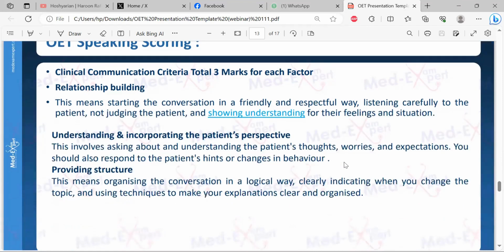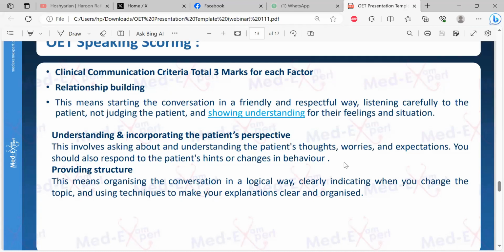Now we are talking about clinical communication criteria. All the factors included in it have 3 marks. First of all is relationship building. This means starting the conversation in a friendly and respectful way, listening carefully to the patient, not judging the patient, and showing understanding for their feelings and situation.